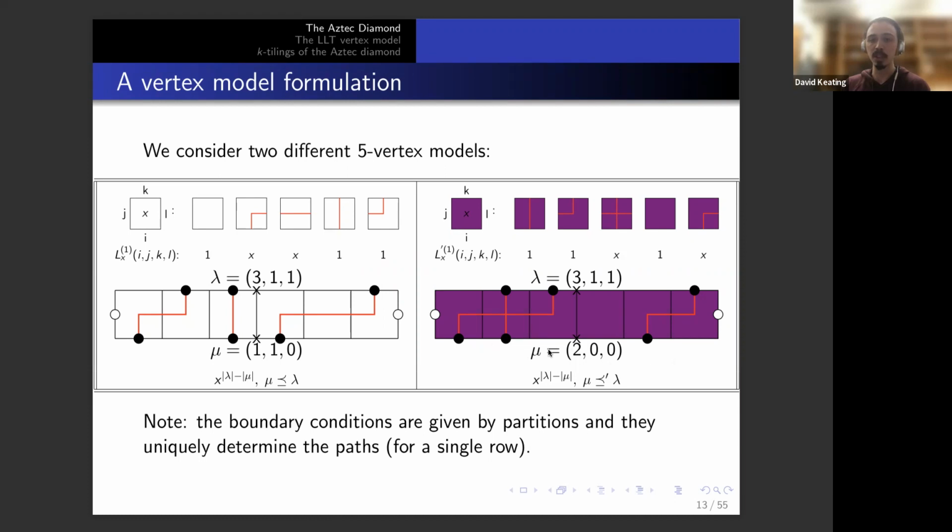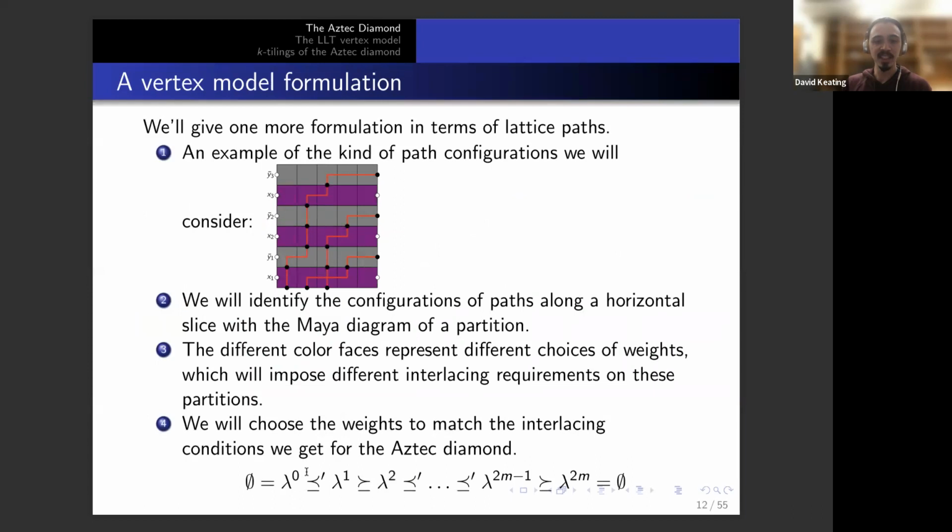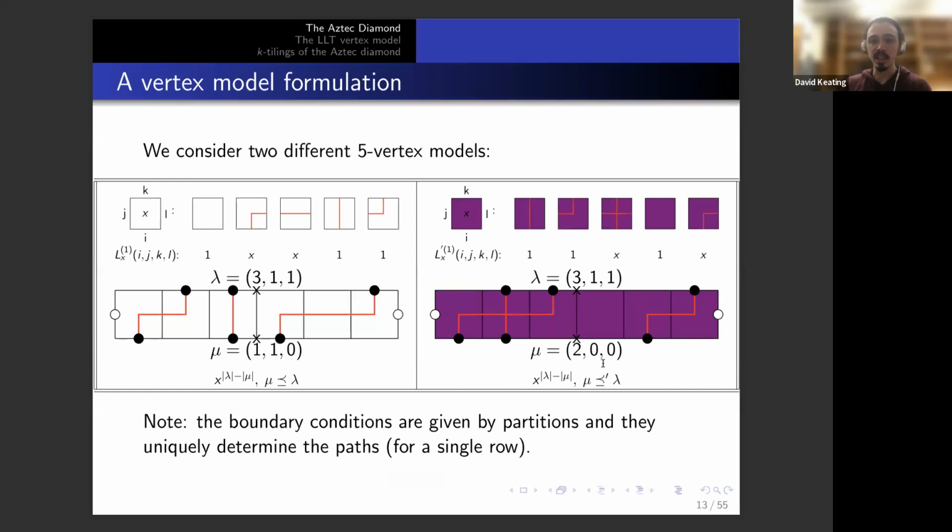So this on the bottom here is the partition 2, 0, 0, because this particle has jumped 2 from being packed in at the left. And then on the top, we have 3, 1, 1, because this particle's jumped 3, and then each of these has jumped 1. And so notice the weight here is exactly x to the size of lambda minus the size of mu, which is exactly the weight we associated to co-interlacing partitions in our sequence. And in particular, for the purple rows, you can check that the weight is only non-zero if lambda and mu co-interlace.